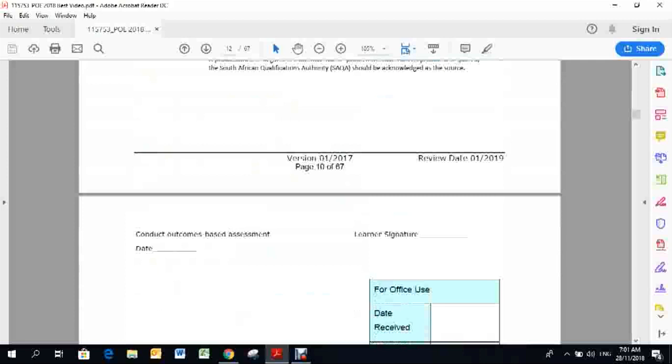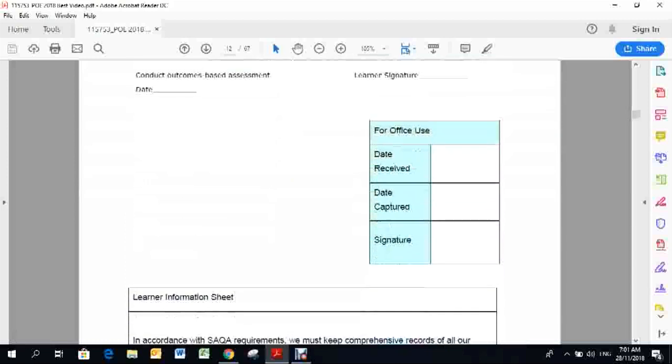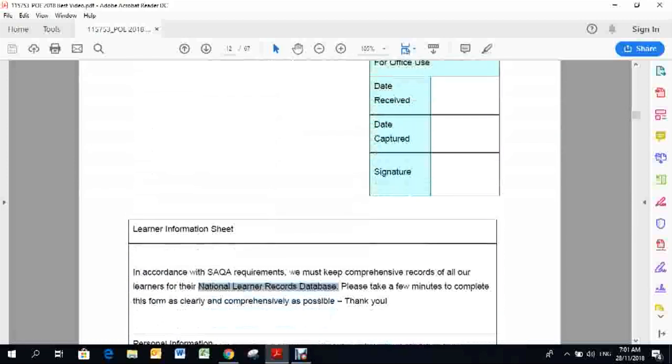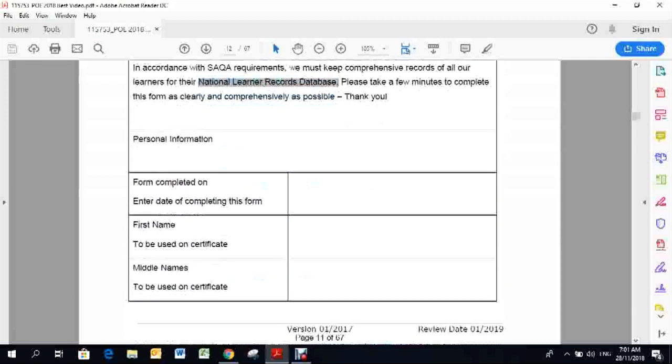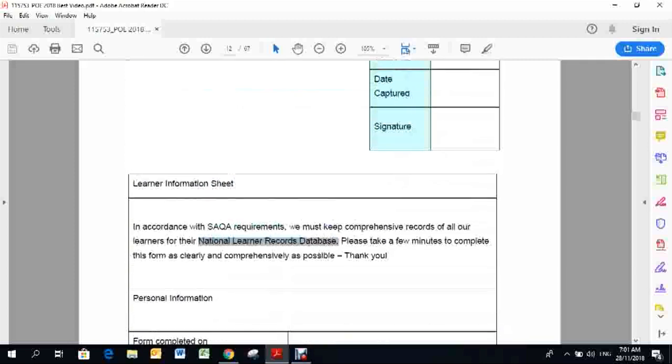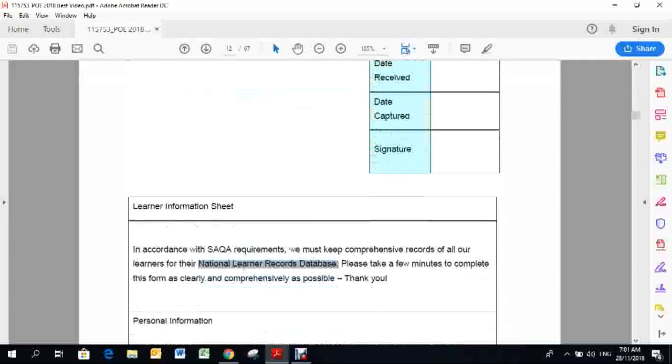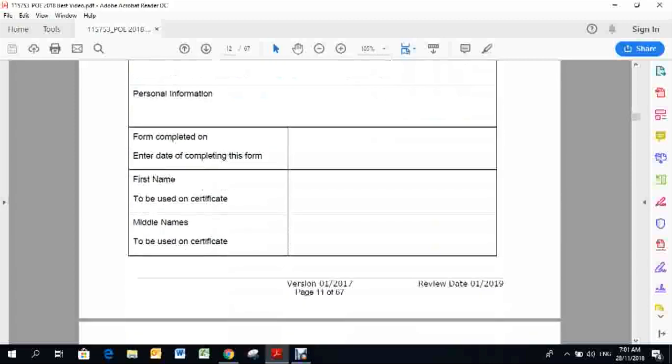Now, we are now on page 10, not forgetting to put the signatures and date. So you carry on down. For official use, you're not doing anything, of course. And then you get to the place where you're going to put your date, form completed on, enter a date of completing this form. So in this case, since you're doing it on the very same day, you're going to continue using the same dates that you're putting on top of each and every page. So you write the date there, write your full name.